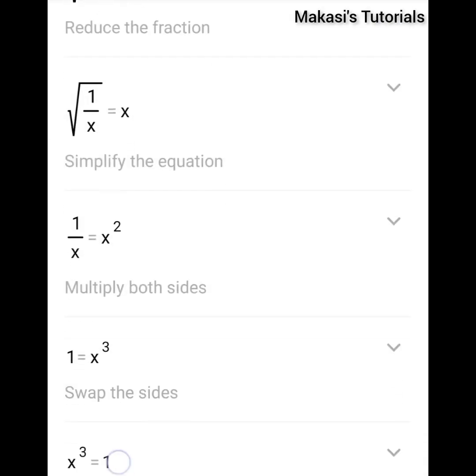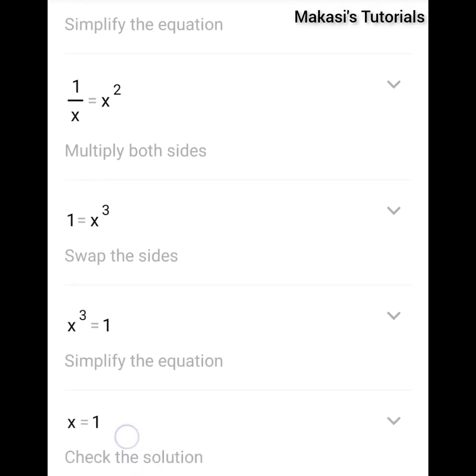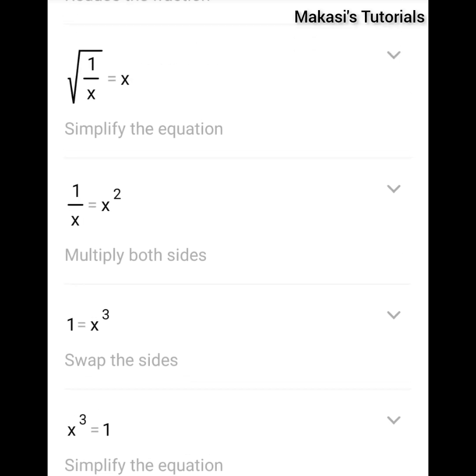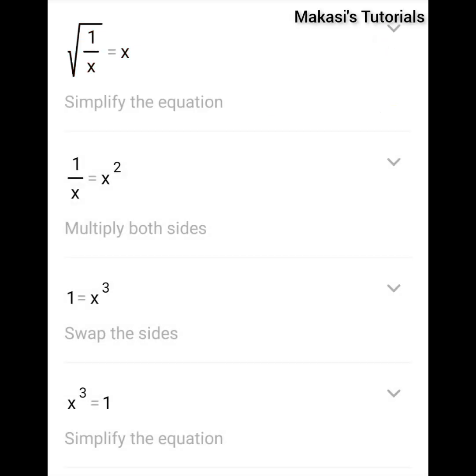Now at this point, where we have the square root of 1 over x equals x, what do we have to do again? We have to simplify the equation. When we simplify it, we will have 1 over x equals x squared. How did we simplify it? We square both sides of the equation, and that gave us 1 over x equals x squared, because squaring cancels out the radical sign. So that was how we eliminated the radical sign.